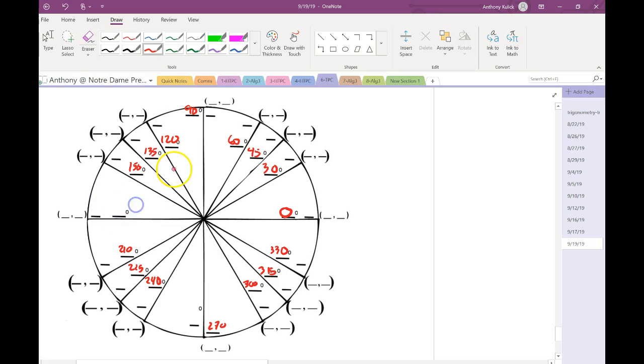So next to all of these, let's write in their radian measures. 0 degrees is 0 radians. 30 degrees is pi over 6. 45 is pi over 4. And 60 is pi over 3. 90 is pi over 2. 120 is 2 pi over 3. 135 is 3 pi over 4. 150 is 5 pi over 6. 180 is pi. 210 is 7 pi over 6.